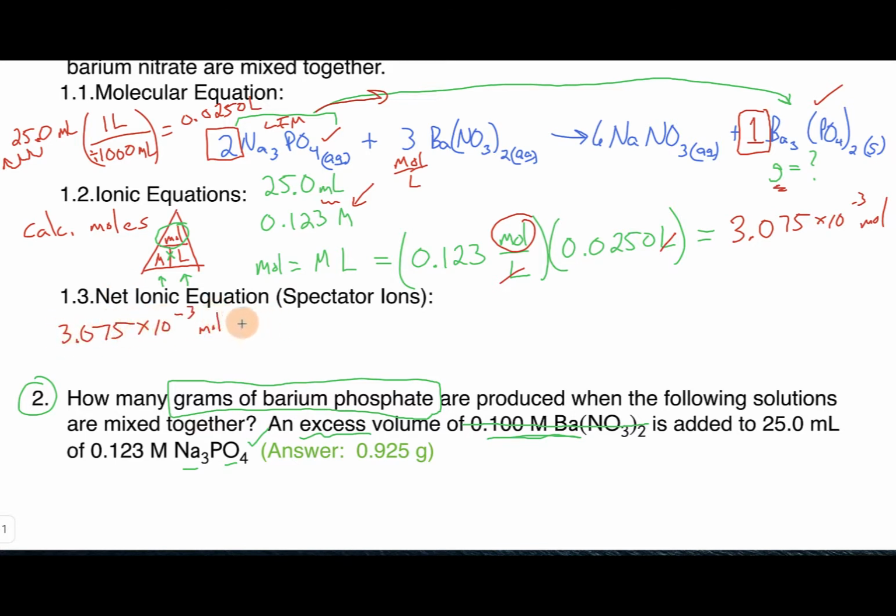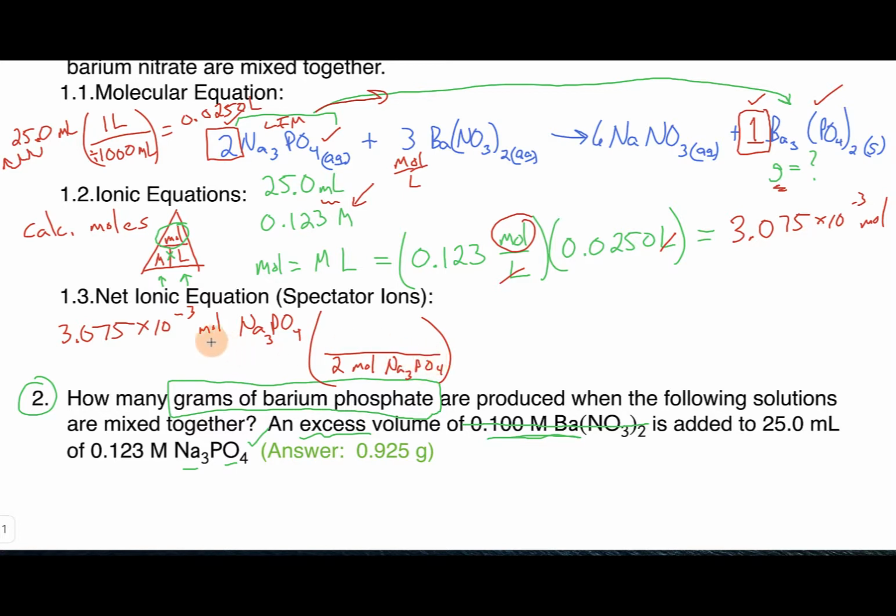I'm going to add the sodium phosphate as basically a unit here. And I'm going to approach this from a dimensional analysis standpoint. Right? So what it means here is that for every 2 moles of the limiting reactant that is consumed, I produce 1 mole of the product. So 2 moles of the sodium phosphate is going to go on the bottom.